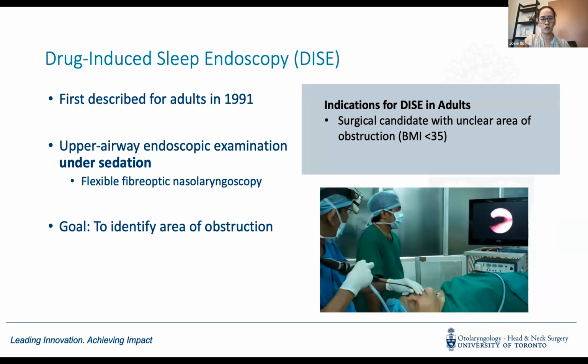Specifically, I like to use drug-induced sleep endoscopy for adults who are surgical candidates, but it's unclear where the area of obstruction might be, and specifically in patients who have a BMI of less than 35, because in these patients I'm already thinking about whether or not I want to do surgery. And so if it's already obvious in their clinical examination, I may bypass this, but this is for patients where it's less obvious.